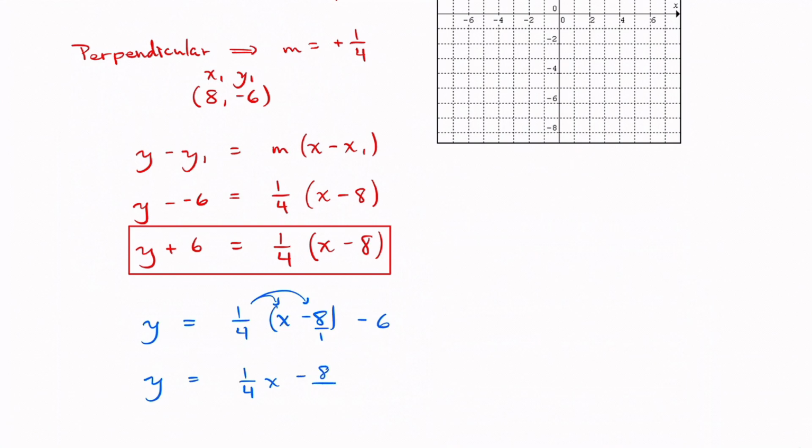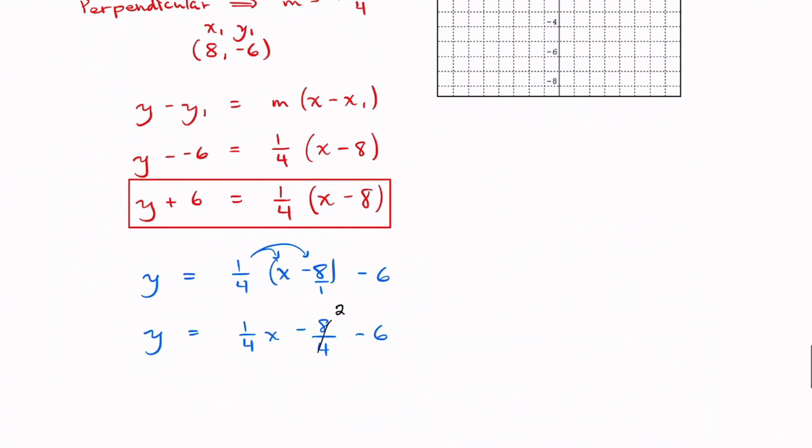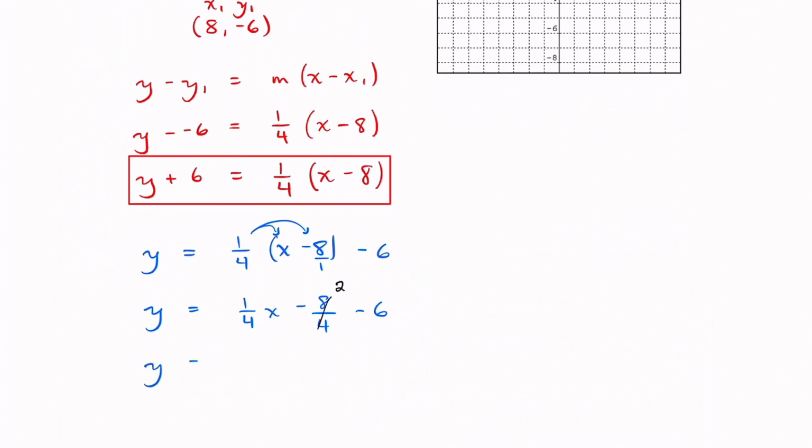And then if you multiply the bottom, 4 times 1, that's going to give you a 4. And then we just have that minus 6. And then looking at this here, if you have 8 over 4, you can simplify that. 8 over 4, that's just equal to 2. So in the last step, we're going to have y equals a quarter x, and then I can put the negative 2 and the negative 6 together. That is negative 8. So that is our slope-intercept form.